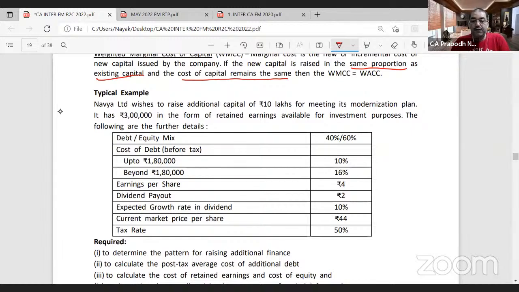It has 3 lakhs in the form of retained earnings available for investment purpose. Following are the further details given. Debt equity mix is given 40 to 60%. Debt is 40, equity is 60.